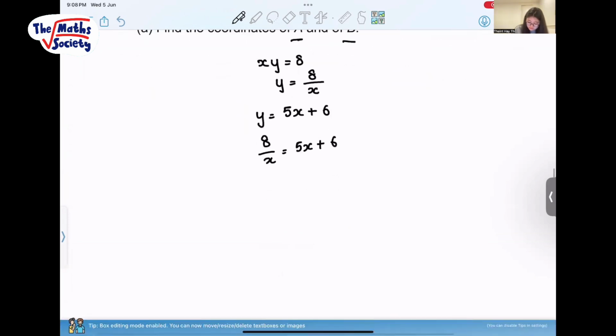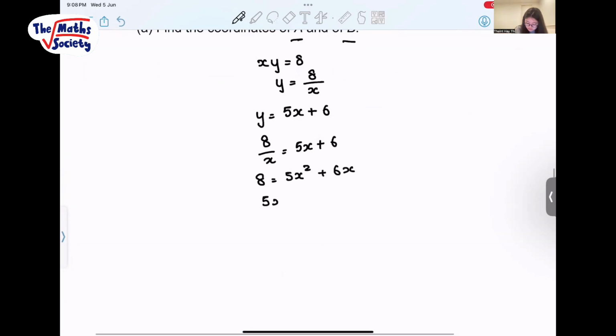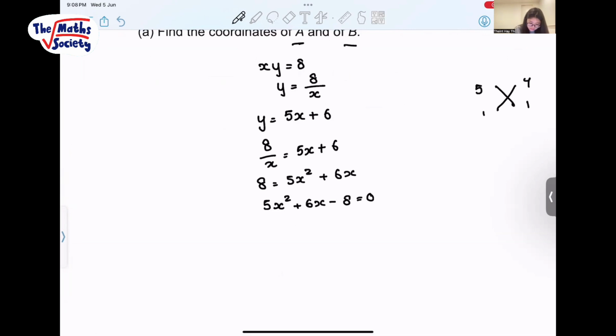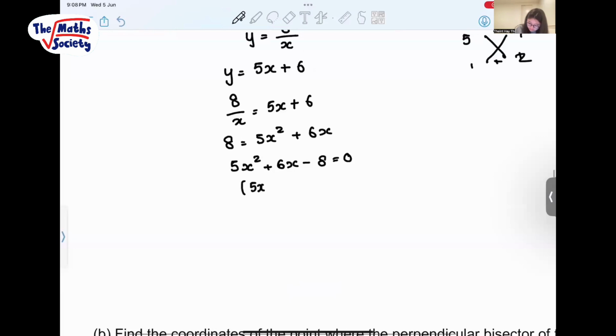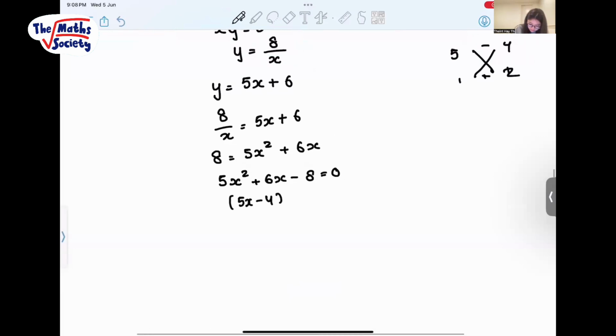And then you will just multiply. So 8 equal to 5x squared plus 6x. So you just rearrange it. So you have 5x squared plus 6x minus 8 equals 0. And then you're just going to use your cross method. And then it's just going to be like 4, 1. This is minus. This one's going to be plus. Oh, sorry. It's only 4, 2. Yeah, 4, 2. And then that way you will have 5x minus 4, and then x plus 2, and that is equal to 0.